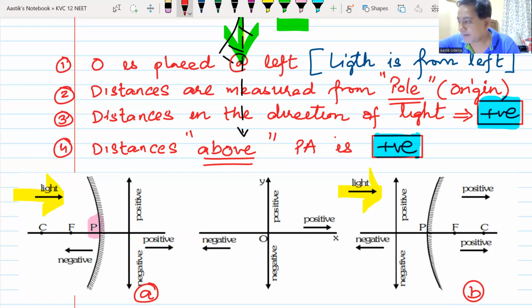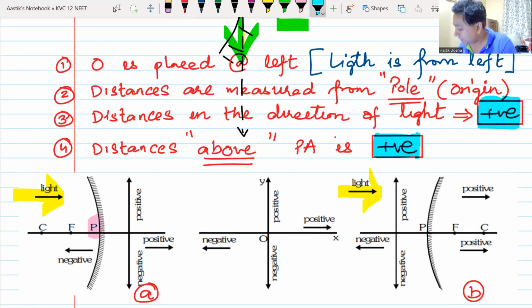Okay beta, your mic is not working, I understand. You can just raise your hand. If you have not done it, if you do not understand, thumbs down, thumbs up. Works. Okay, so A is your concave mirror and B is your convex mirror. Doesn't matter, the sign convention is same.